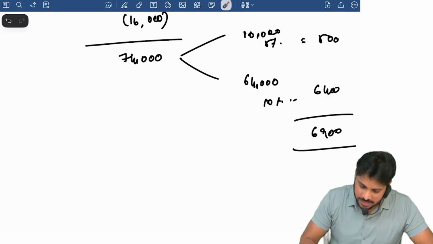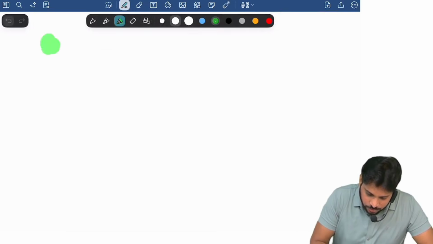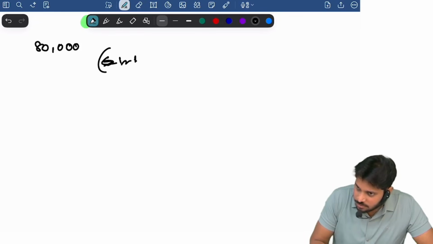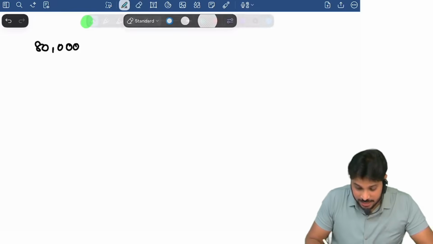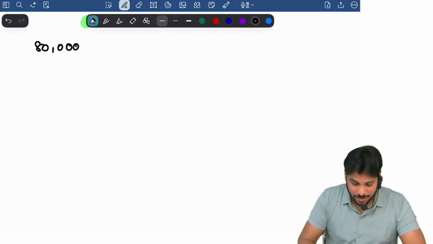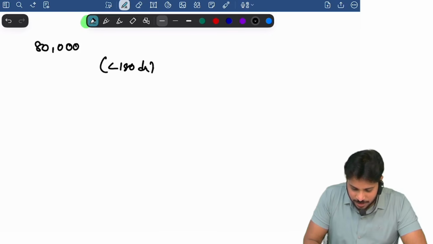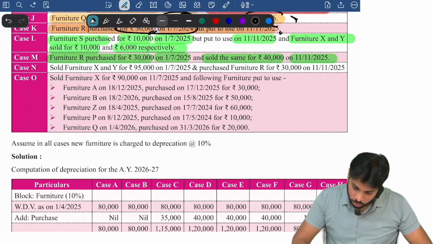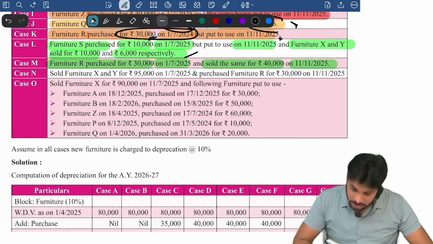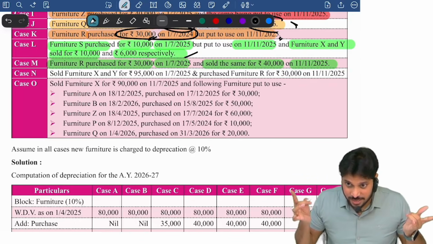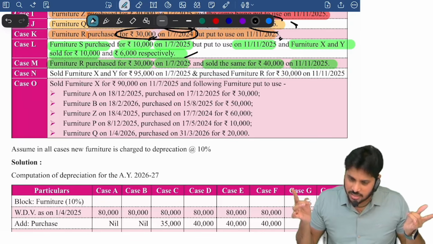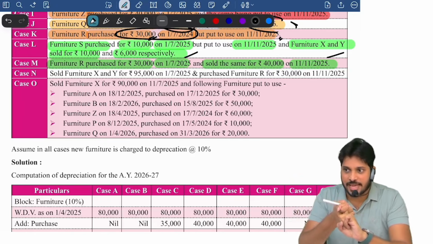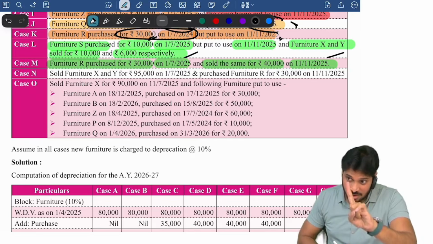Am I right? Fine. First, let's look at what is the opening value? 80. Now, is the asset purchased and used for more than 180 days? It's actually used for less than 180 days. It was purchased on 1st July. Installation date they didn't give, so the same date. But it is sold on 11th November, which means July 1st onwards to 11th November. What is the gap? Less than 180 days. So it is used for less than 180 days in the current year.